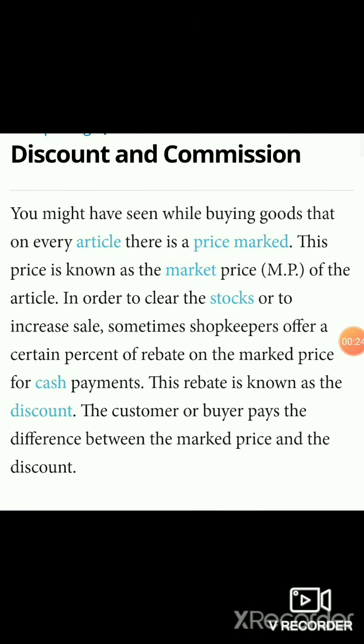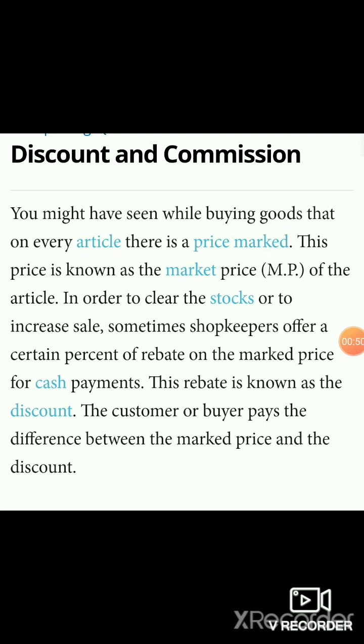You might have seen while buying goods that on every article there is a price marked, and this price is known as mark price, or you can say the list price of the article. You have seen a tag on the articles, and on this tag some price is marked. This price is known as marked price, or MP, or list price.